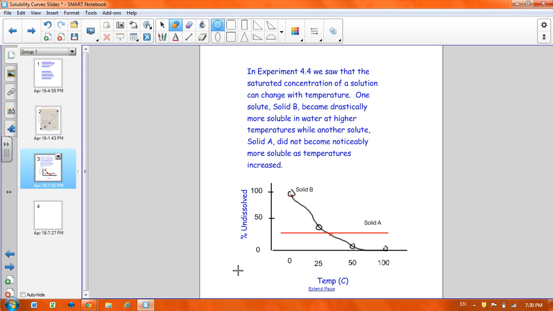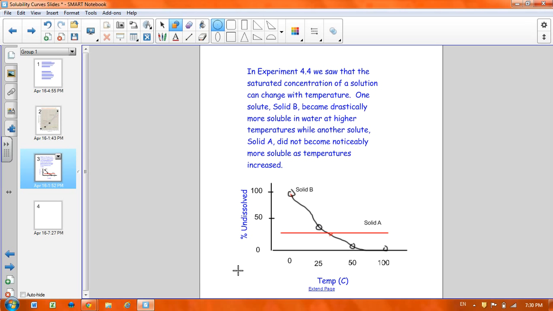One solid, B, became drastically more soluble in water at higher temperatures, while another solid, A, did not become noticeably more soluble as temperature increased. So here we have a graph that should look very similar to the one that you drew in your lab book, with temperature on the horizontal axis and percent undissolved solid on the vertical axis.